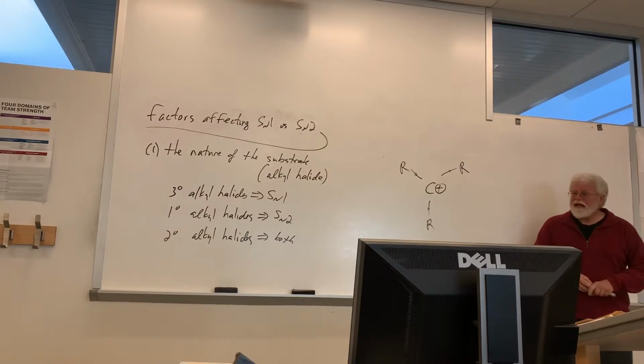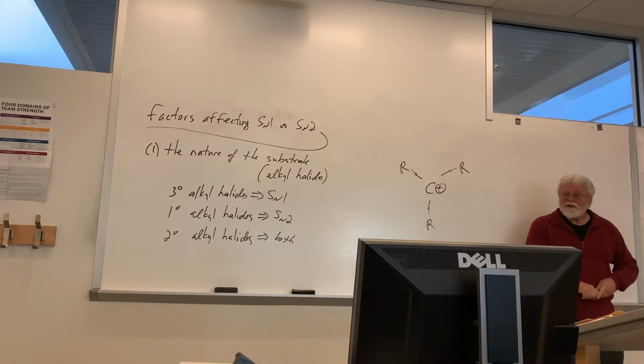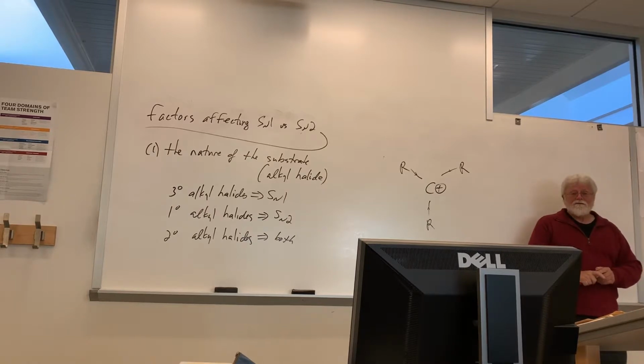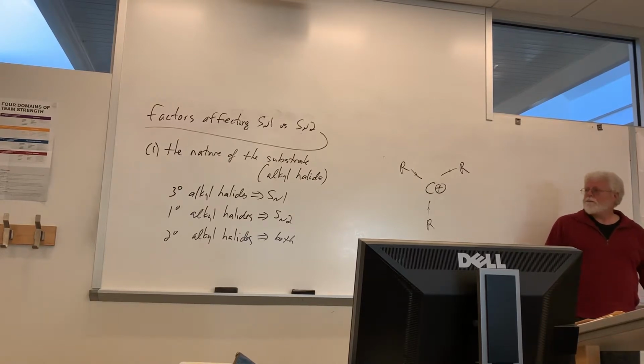The only way to get SN1 to go faster is to somehow speed up the carbocation forming step. The only way to get SN1 to go slower is to somehow slow down the carbocation forming step. The other step simply doesn't matter in terms of how rapidly this thing can happen.